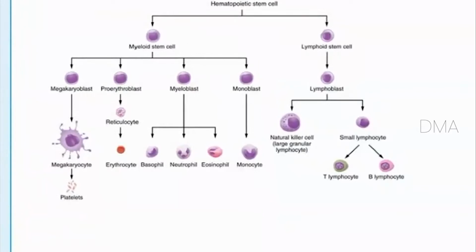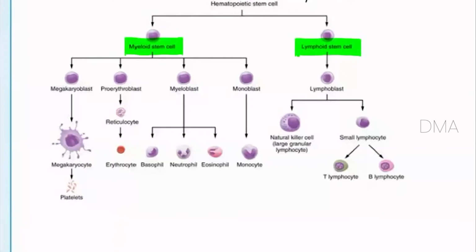So it is a pluripotent cell. Pluripotent cell in the sense, it means it has the potency to give rise to multiple different types of cells. So that is a pluripotent cell. So this is the hematopoietic stem cell. From the hematopoietic stem cell, you have the myeloid stem cells and the lymphoid stem cells.